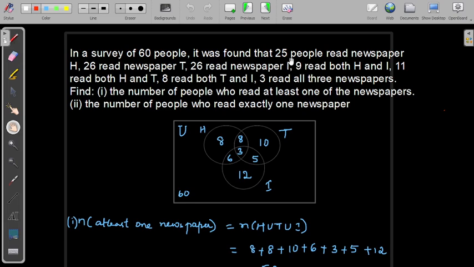You can do it in any of the ways. For the first two problems, I'll explain the Venn diagram method. Then for the last problem, I'll explain how to use the formula.